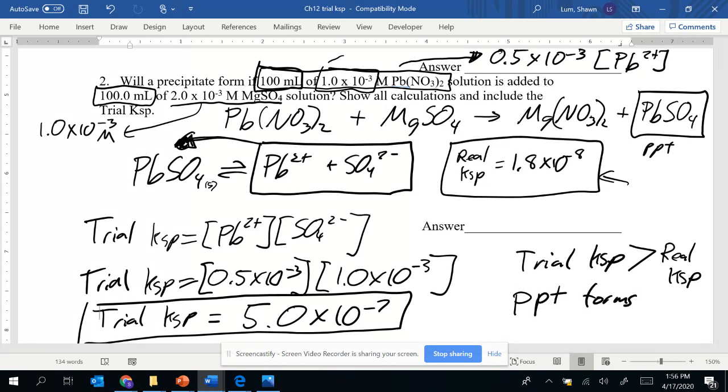Okay, so in chapter 2, we talked about trial KEQ and real KEQ. And trial KEQ, we said if trial KEQ is like this, it'll shift to the right. If trial KEQ is like that, it'll shift to the left. Trial KSP is no different. But since trial KSP is larger, it's going to be shifting to the left. And that means shifting to the left means it's going to be forming a precipitate.